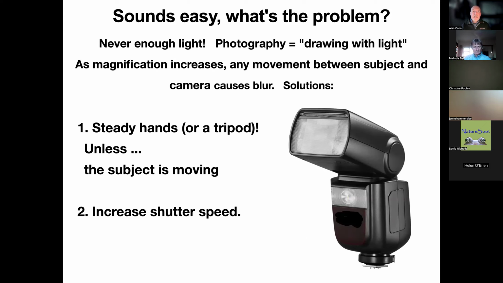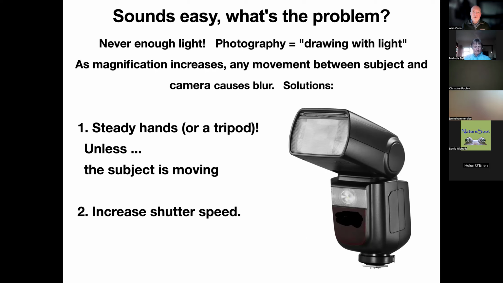The other reason is that as the magnification increases, any movement between the subject and the camera causes blur. Now, that could be because the subject itself is moving, or it could be because the camera is moving. The solutions to the camera moving are that you need steady hands, or you can use a tripod. That doesn't help you if the subject is moving, either because it's running around or it's flying, or, and this is one of the worst things for macro photography, on a windy day. Trying to do outdoor macro on a windy day is virtually impossible because even tiny movements, because of the magnification involved, will cause problems.